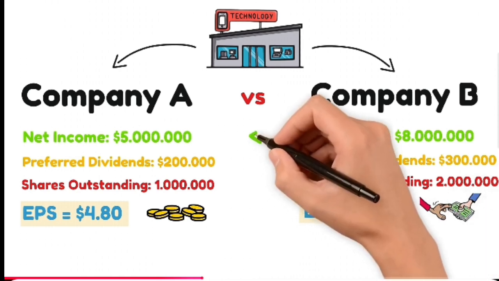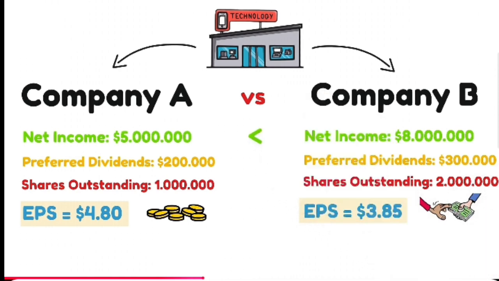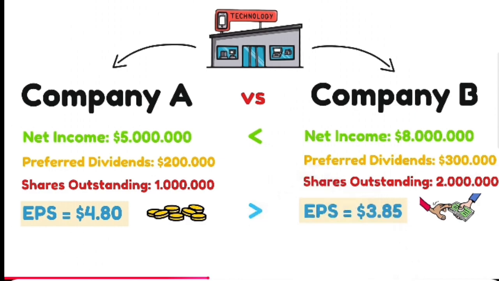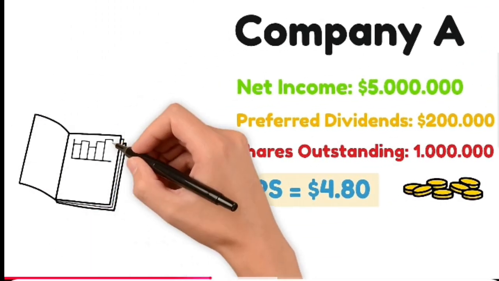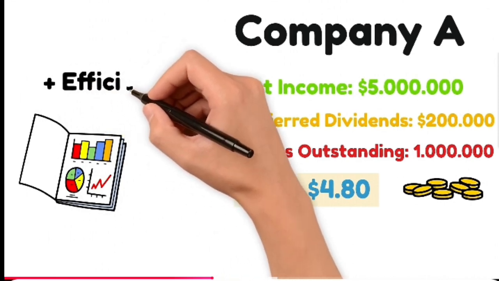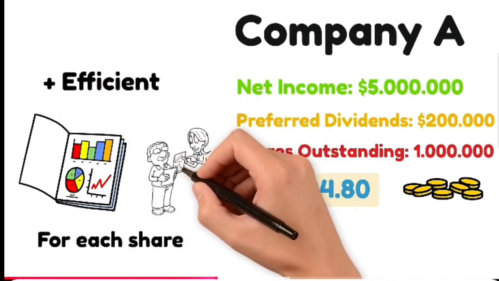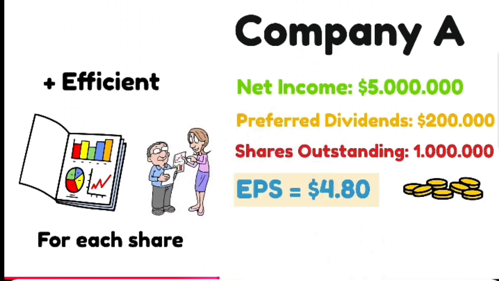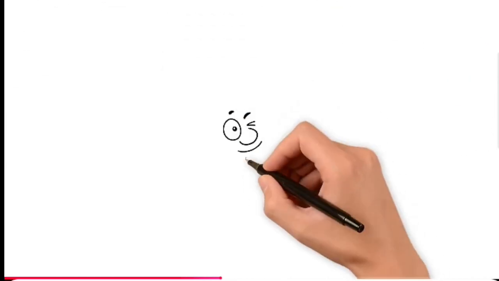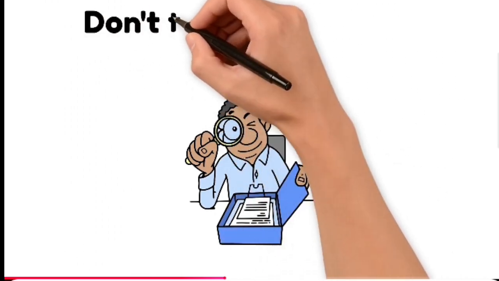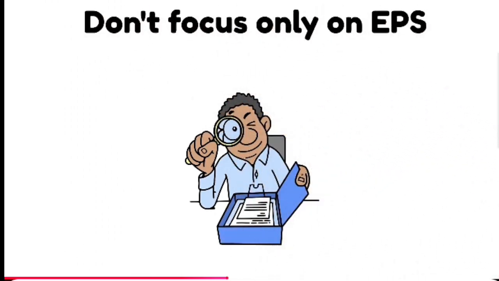Even though Company B has a higher net income and more shares outstanding, Company A ends up with a higher EPS. This suggests that Company A is more efficient at generating profit per share of stock, which could make it more appealing to investors looking for value in terms of profitability. However, it's important to note that EPS alone is not enough to determine which company is truly more profitable or a better investment in the long term.